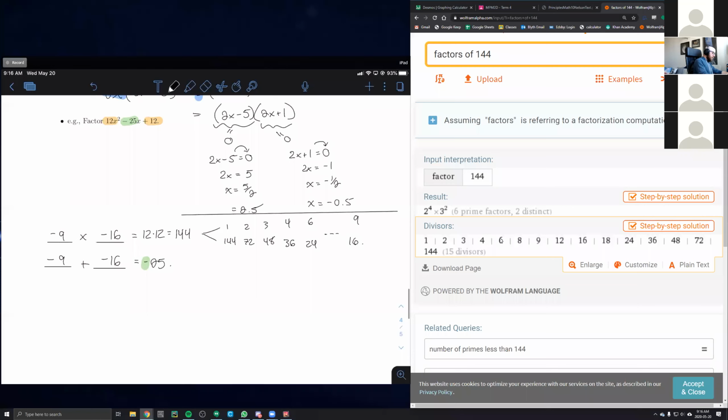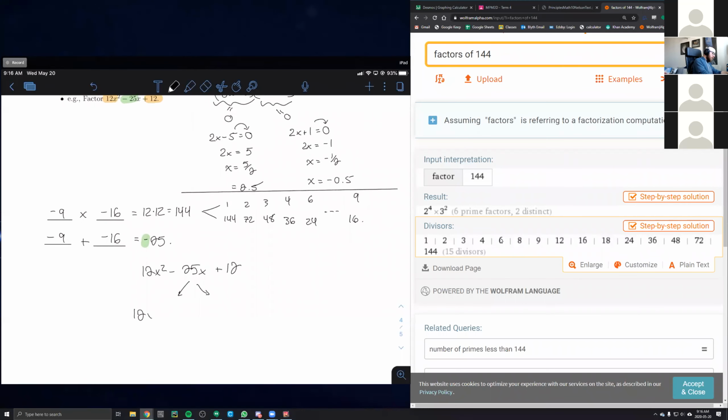Okay, so we have 12x squared minus 25x plus 12. So here comes my decomposition, right? So I'm going to split the middle term into 2. So 12x squared minus 9x minus 16x plus 12. So I haven't done anything here, right? I've just kind of rewritten the equation. And now I'm going to group them, right? So I'm going to group the first two terms and the last two terms together.